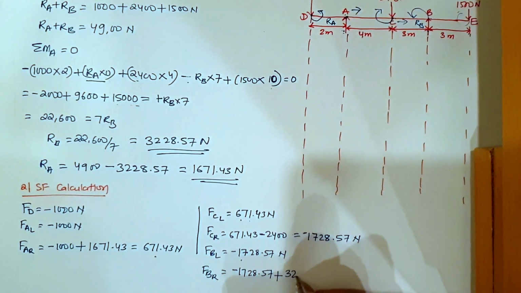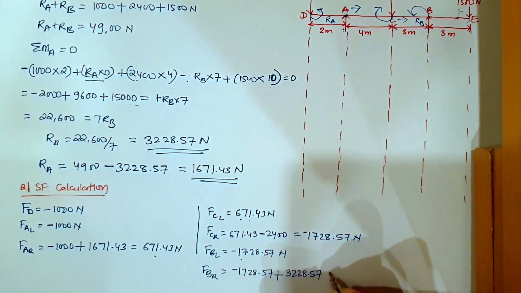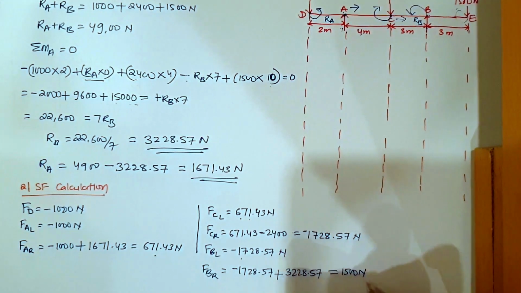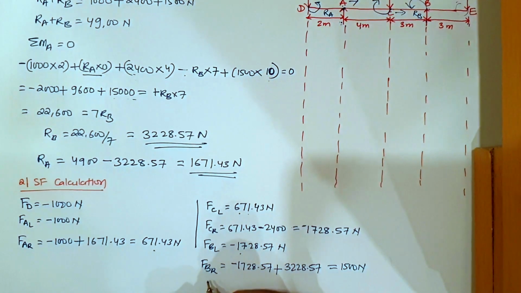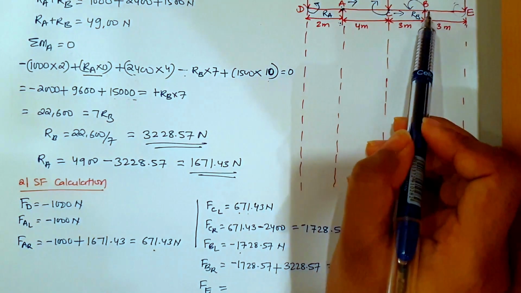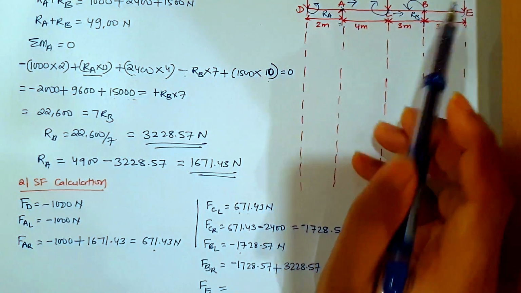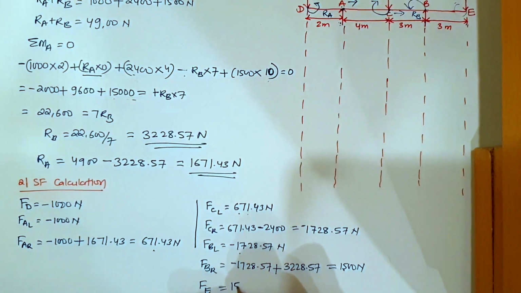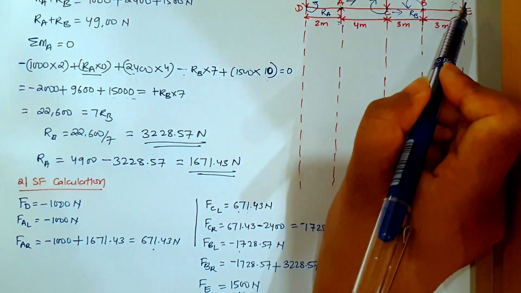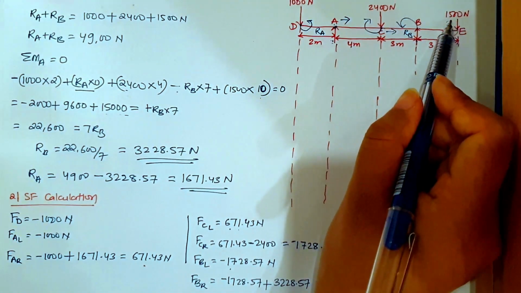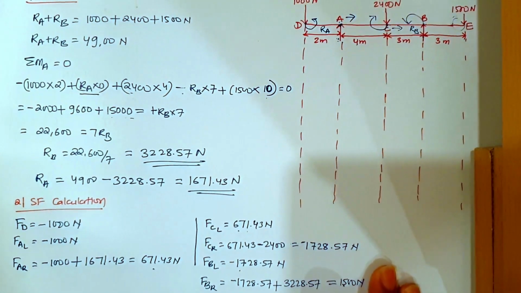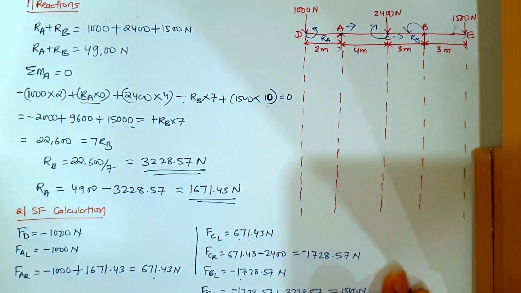RB is equal to 3228.57. This will come equal to 1500 Newton. Okay, now similarly, the force at E. Since there is no force in between B and E, the last force that I got is 1500 Newton. So this 1500 Newton is exactly the load coming at this point E. So our calculation is right. Now looking at this, let us draw the shear force diagram.